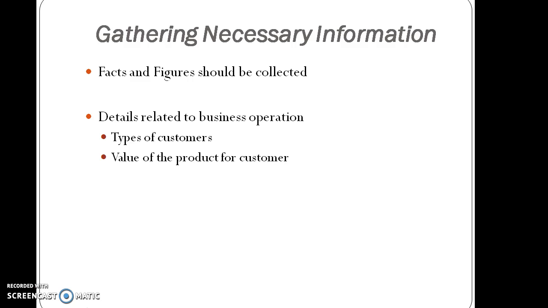Next is gathering necessary information. Once the need is decided, all the facts and figures related to that particular need should be collected, and details about the business operation, for example, types of customers available in the market, value of the product for the customer, taste, preference, and all these things should be analyzed in detail so the business operation can be smoothly executed.